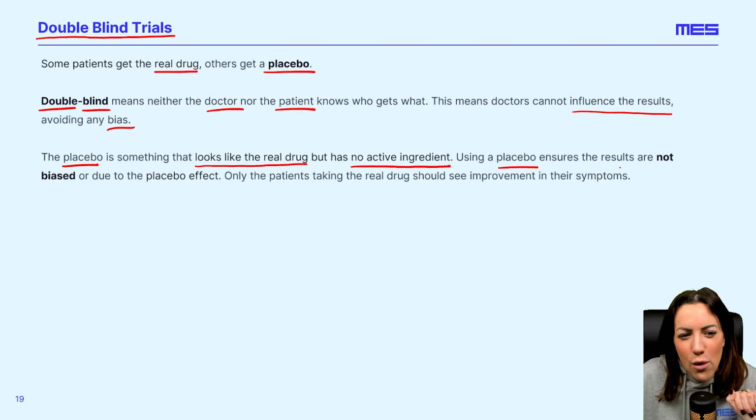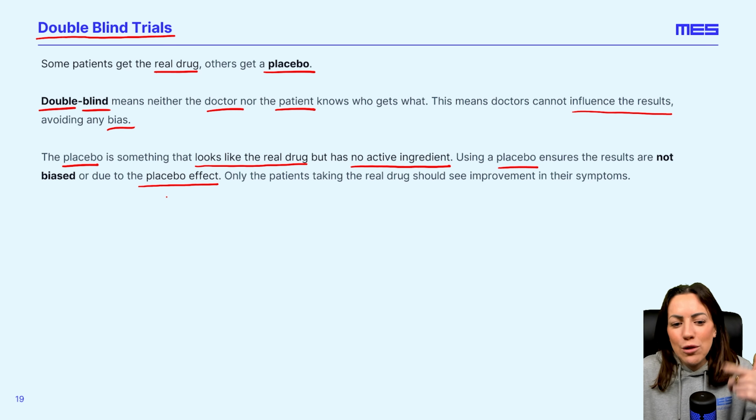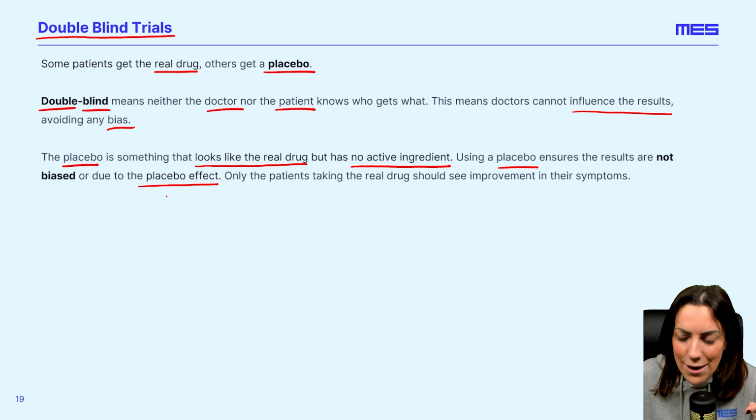And using the placebo ensures that the results are not biased, because remember, the patients, the doctors don't know who has the placebo, who has the real drug. It also means that we negate the placebo effect. Now, the placebo effect is the idea that sometimes just the thought of taking medication can make you think you feel better. Have you heard of that before? Just thinking, oh, I'm having a drug, oh, I'm having a medication, this is going to help me. It can help you think that you feel better, and you might report that you feel better.